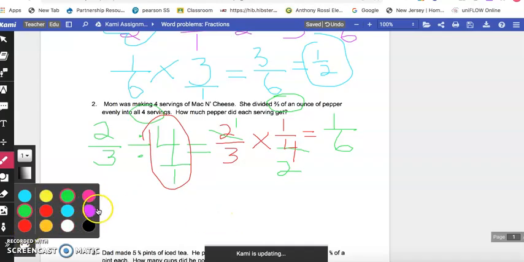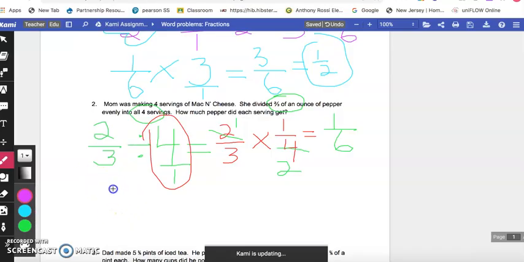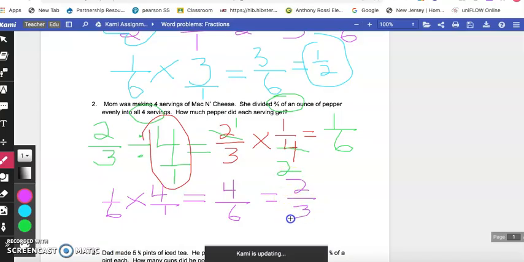And again, I could check myself by saying 1/6 times 4, and that should give me 2/3. 4 over 1. It's looking good. 4 times 1 is 4. 6 times 1 is 6. And when I reduce 4/6, I get 2/3. So my answer is correct, 1/6.